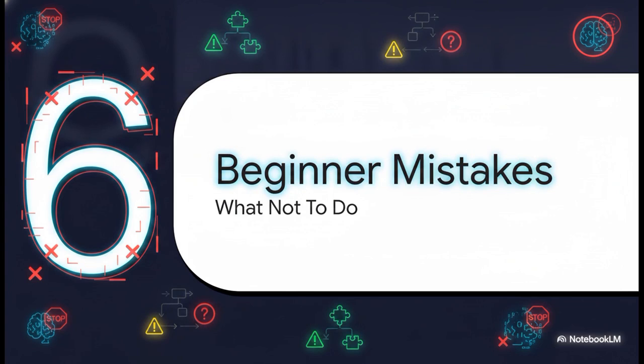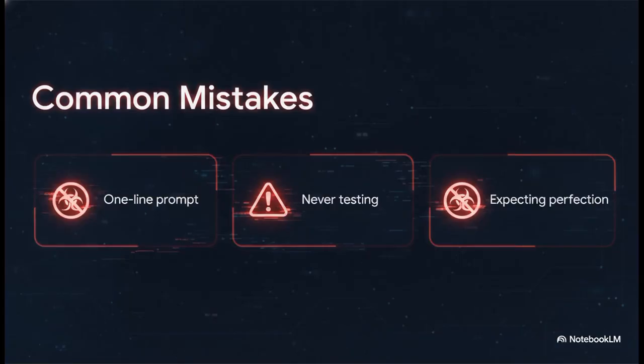Let's quickly cover avoiding beginner mistakes so you know exactly what not to do. I want to make sure you don't get super frustrated during this first build, so watch out for these 3 common traps. Mistake number 1, writing a super vague one-line prompt and just expecting the AI to read your mind. It needs detail. Mistake number 2 is never testing your AI with real-world scenarios before you actually trust it with your customers. And mistake number 3, expecting absolute perfection immediately on your very first try. Seriously, even professional AI developers don't nail it on the first go. They iterate, they test, and they improve their prompts dozens of times.